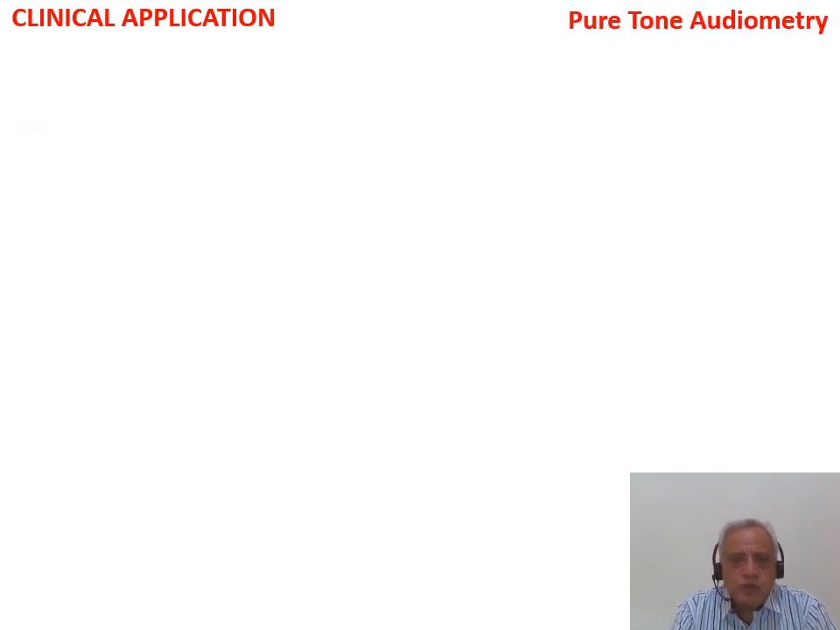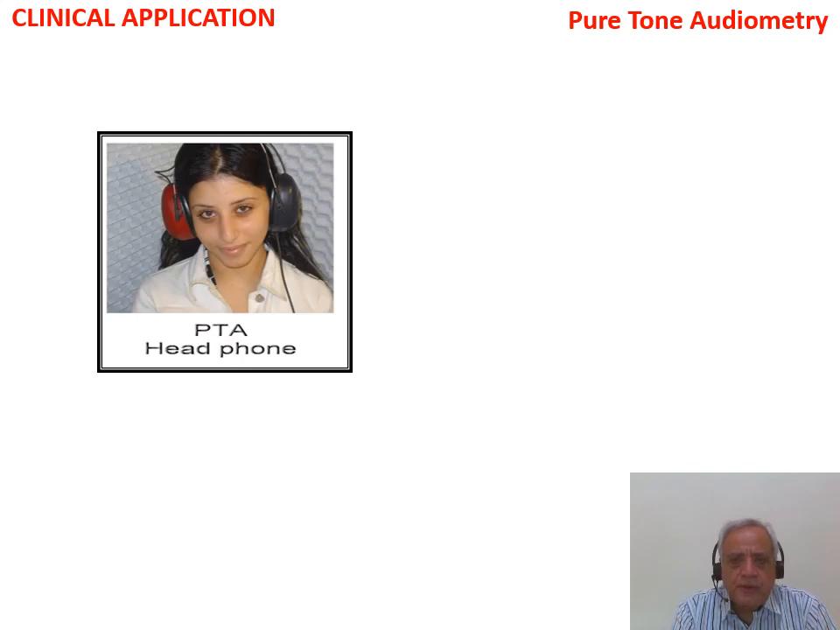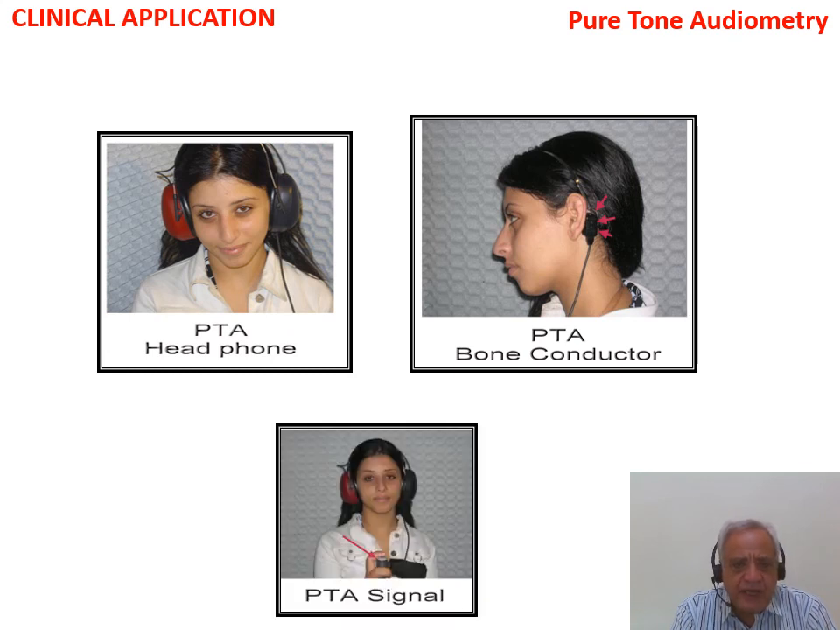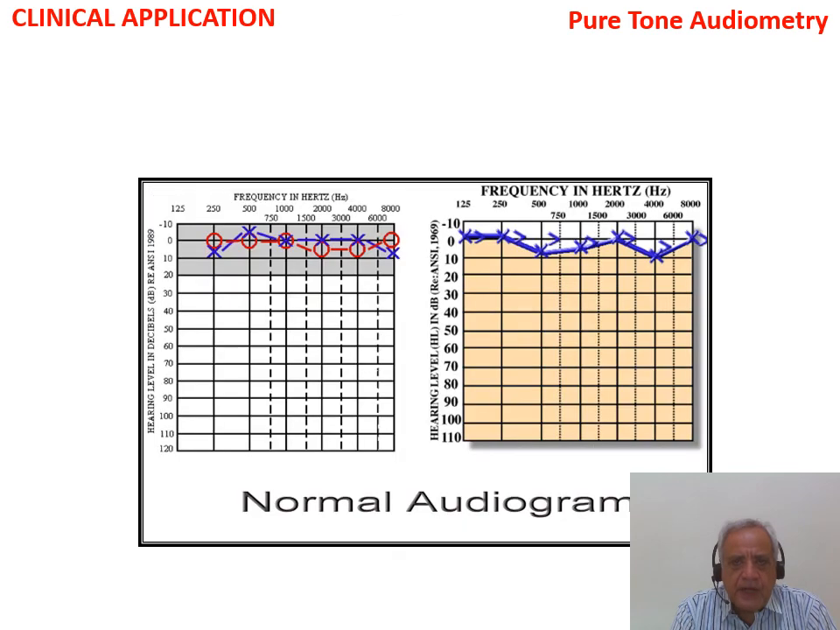Just for your knowledge, when you refer the patient for pure tone audiometry, it is the same principle. You can give the sound via headphone to stimulate the air conduction, and you can give it over the cochlea by a bone conductor to stimulate the bone conduction, and you ask the patient to signal whenever he hears sound. The advantage of pure tone audiometry is that it is quantitative and qualitative. So it gives you a quantity without going into details.